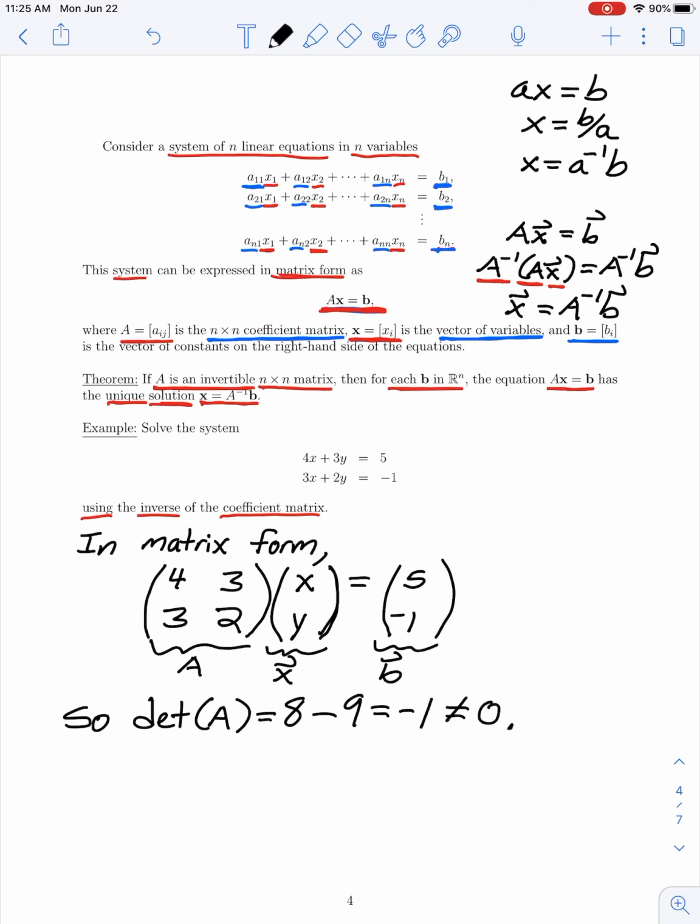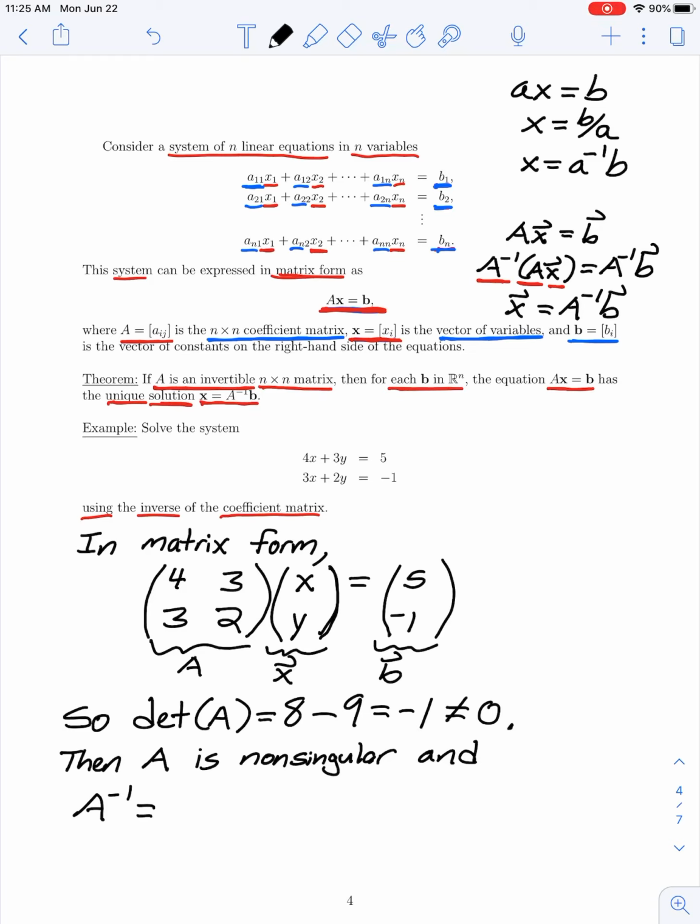So if we have a non-zero determinant, that means that A is non-singular, and we can calculate its inverse using the formula that we had from our previous theorem.